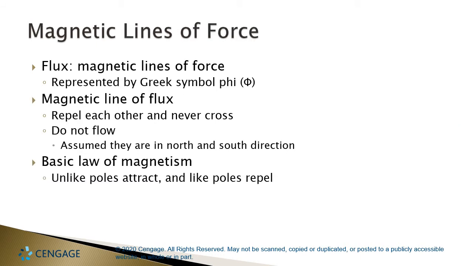Magnetism is represented as lines. They're essentially lines of magnetic force. The term for this is flux. It's represented by the Greek symbol phi. In terms of these, they essentially go from one pole to the other. They're always represented as coming out of the North Pole and going to the South Pole.